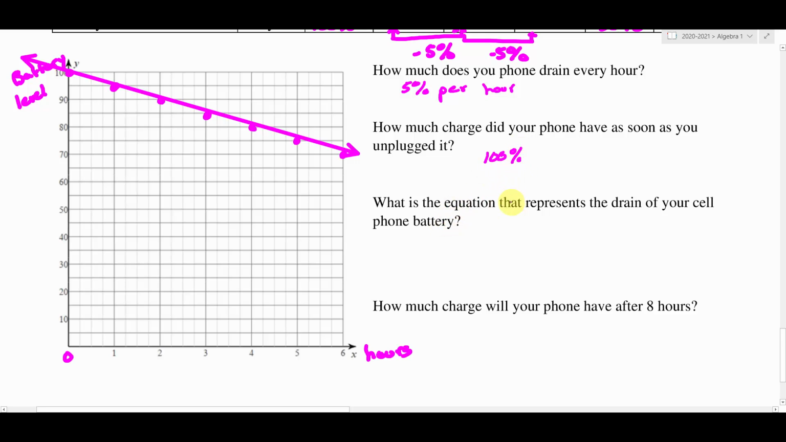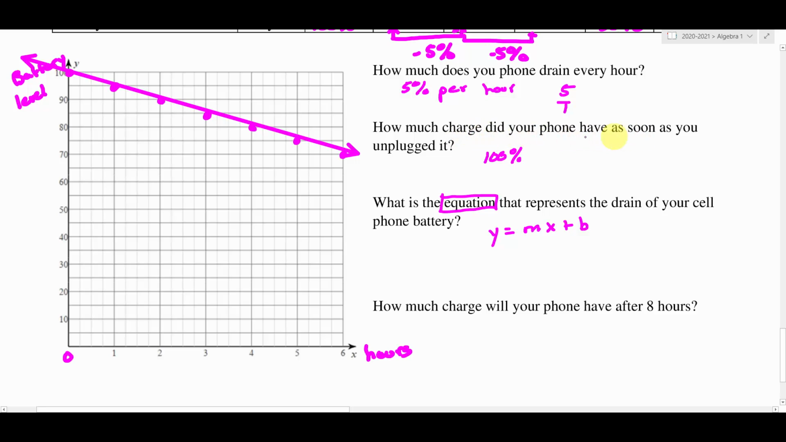What is the equation that represents the drain of your cell phone battery? They're asking for the equation here, and we know that this is a line, so our equation is going to look like y equals mx plus b. If you think about the questions they ask here, how much does your phone drain every hour? This is code word for slope. What is your slope? 5% per hour, so we would say 5 over 1, 5 per hour. This is something we need for our equation.